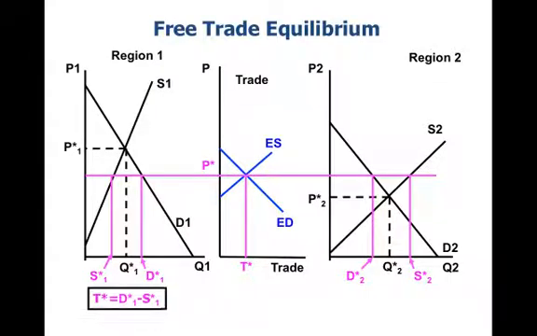Now what's important is that T star equals the difference between demand and supply in region 1, and it has to equal the difference between supply and demand in region 2. The reason for this is that at P star, the equilibrium level of excess demand is equal to T star, and at that same price, the equilibrium level of excess supply is equal to T star. So these differences have to be the same in order for the market to clear. Everything that is not bought in the domestic market in region 2 is an excess supply that's sold in region 1, and that satisfies the unmet excess demand. And so we have a balance between these two markets.